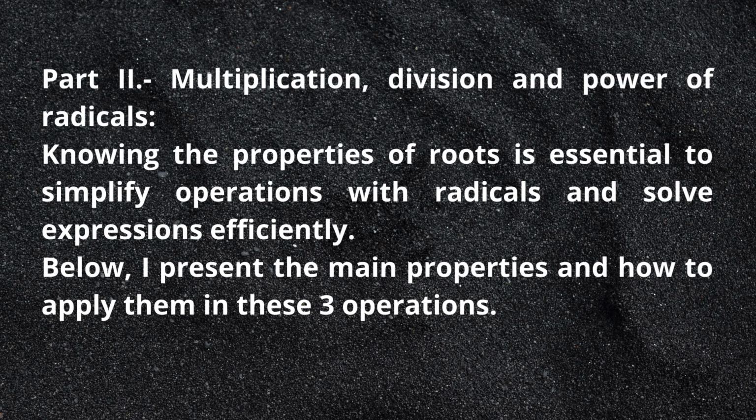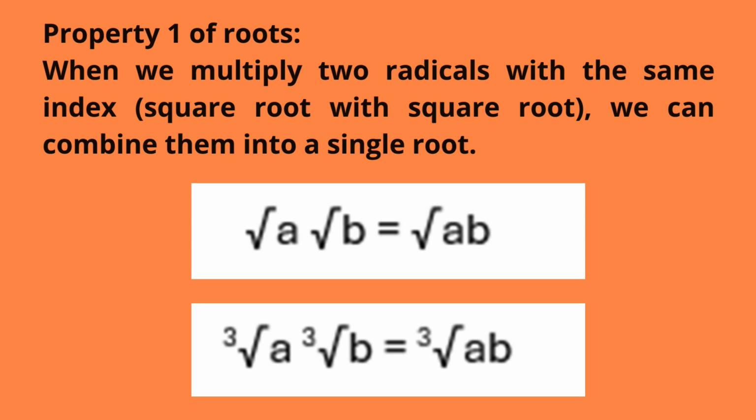Property 1 of roots. When we multiply 2 radicals with the same index, square root with square root, we can combine them into a single root. Thus, multiplying the square root of a with the square root of b results in the square root of a times b. Also, when multiplying the cube root of a with the cube root of b, we get the cube root of a times b.